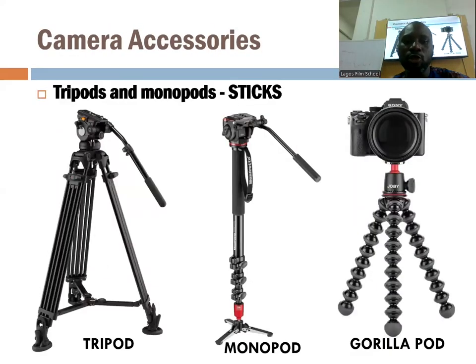Okay, let's go to accessories. Tripods, monopods, GorillaPod. What's the difference? Now, the tripod is a 3-legged apparatus made to make your shots stable. Once you mount your camera on the tripod, the shots look perfectly stable. But if you hand hold it, there's a shakiness.